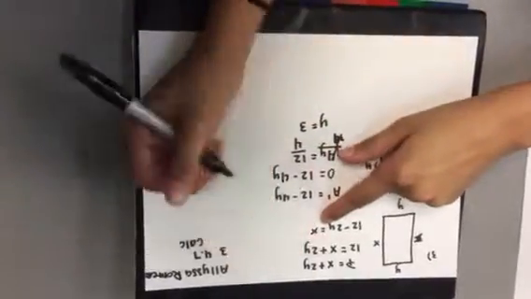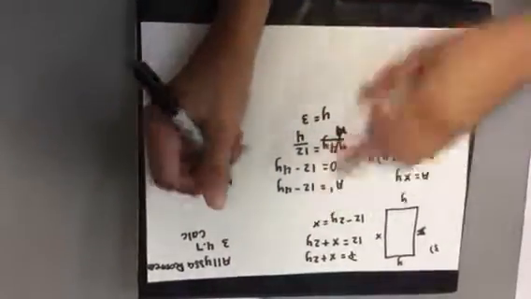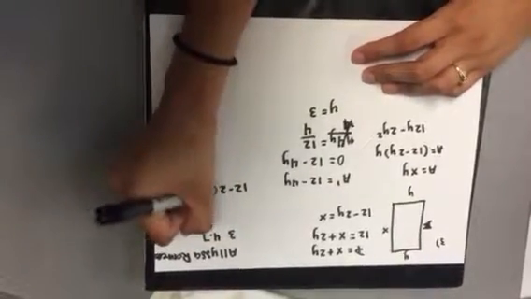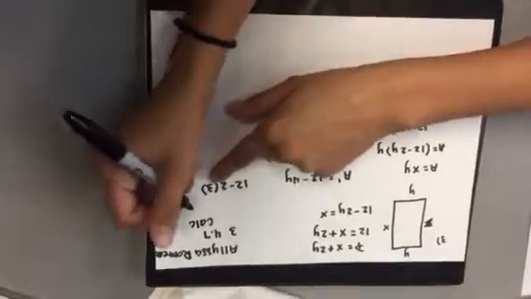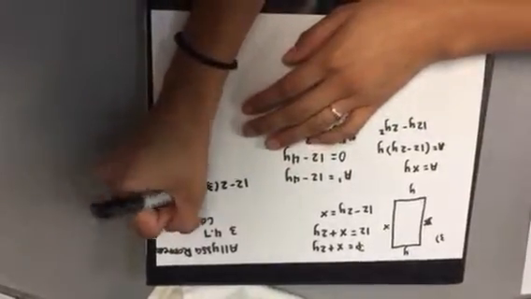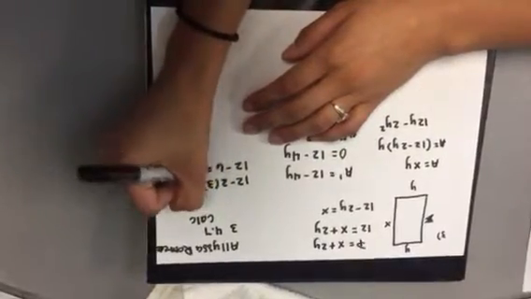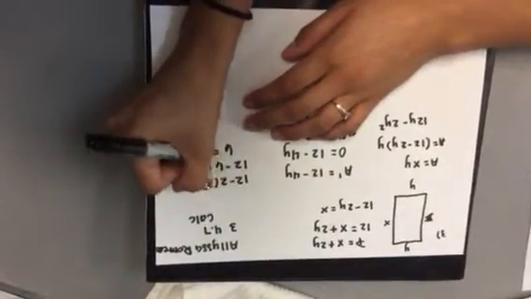And how we're going to finish this off is we're going to plug in our y to this equation, because we already know what y is, but we need to find out what x is. So it's going to be 12 minus 2 times our y, which is 3, equals x. So we're going to get 12 minus 6 equals x, which is 6 equals x.